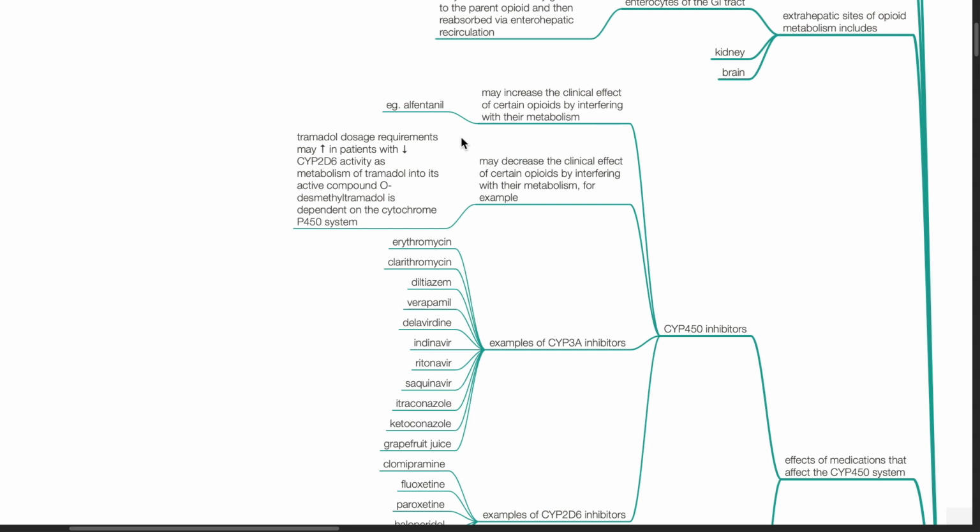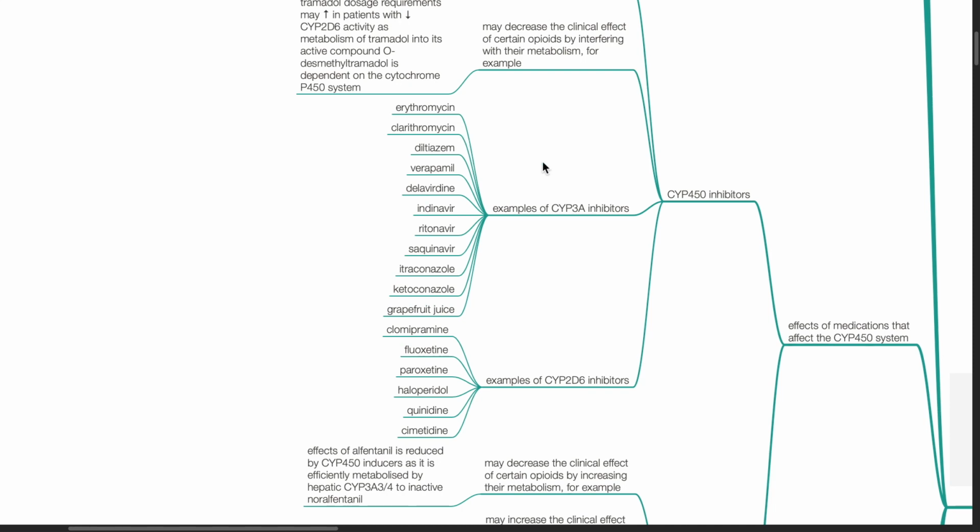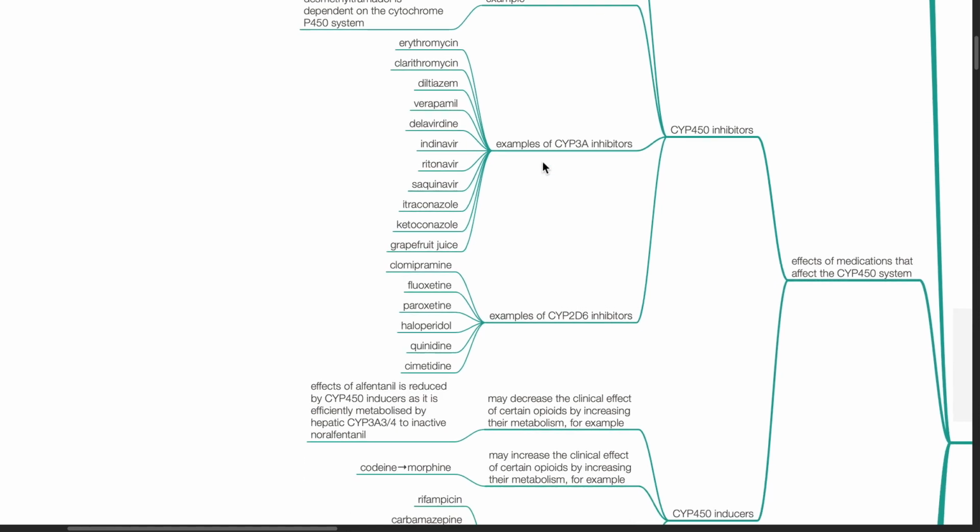Examples of CYP3A inhibitors include erythromycin, clarithromycin, diltiazem, verapamil, delavirdine, indinavir, ritonavir, saquinavir, itraconazole, ketoconazole, grapefruit juice. Examples of CYP2D6 inhibitors include clomipramine, fluoxetine, paroxetine, haloperidol, quinidine, and cimetidine.